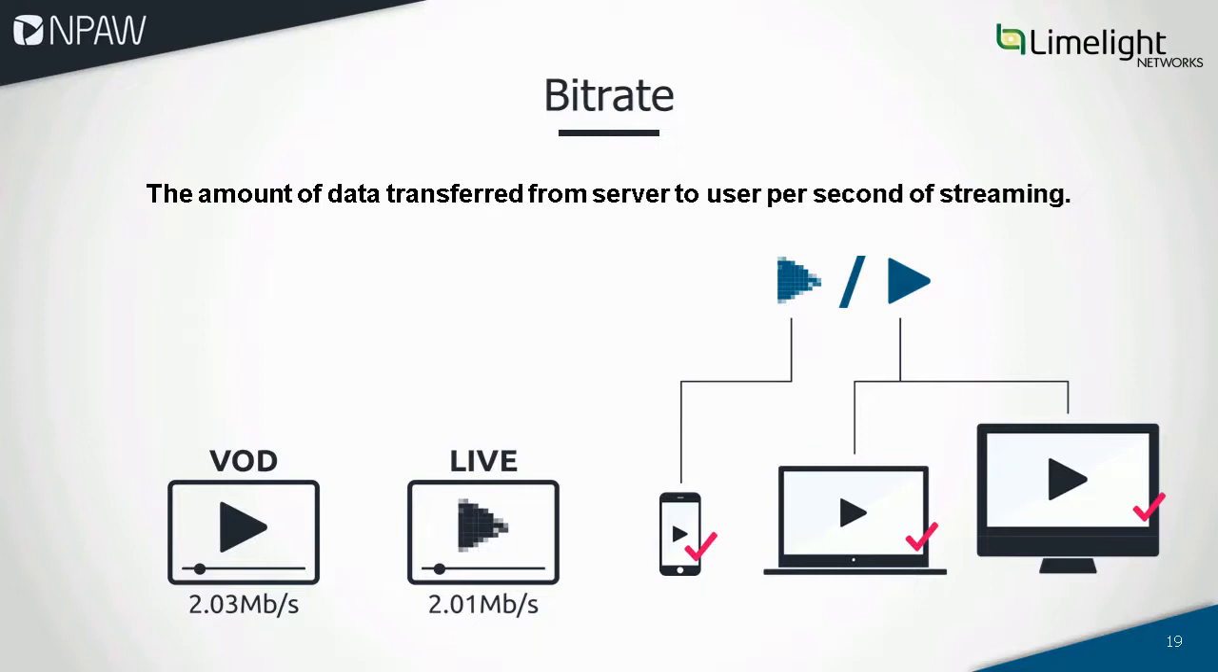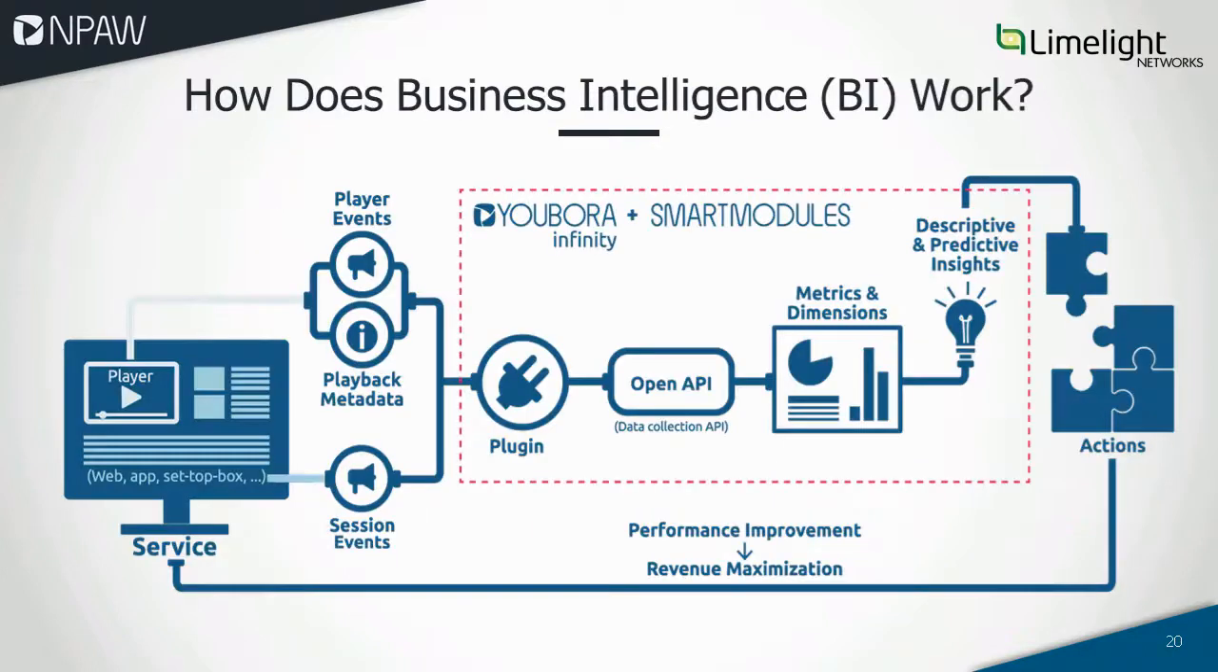And finally, for your information, NPAW data shows that the average bitrate for live on mobile devices is around 2.01 megabits per second, and for VOD it's 2.003 megabits per second. So they are pretty similar altogether.